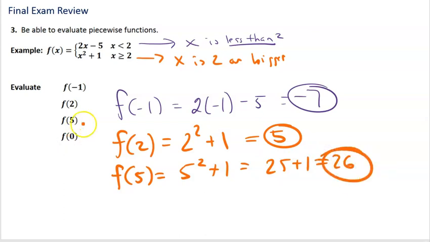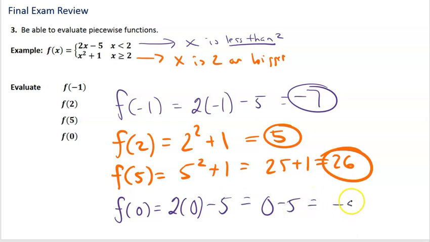And f of 0, now look at which one do I plug it into? Is 0 less than 2? Yes, it is. I'm supposed to only use that top equation for values less than 2. So f of 0 is going to be 2 times 0 minus 5, which is going to be 0 minus 5, which is going to be negative 5.